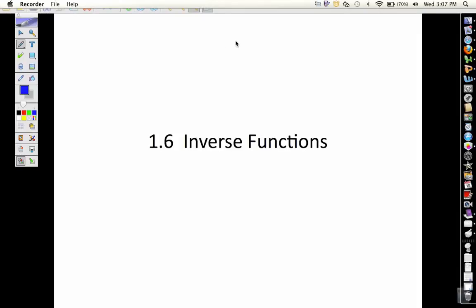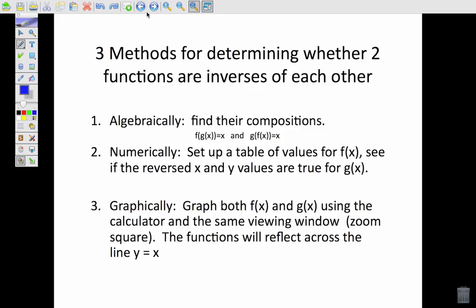Section 1.6 in pre-calculus, and this is on page 15 of your packet. We are going to look at the inverse function. All right, we've got three methods for determining whether two functions are inverses of each other or not.